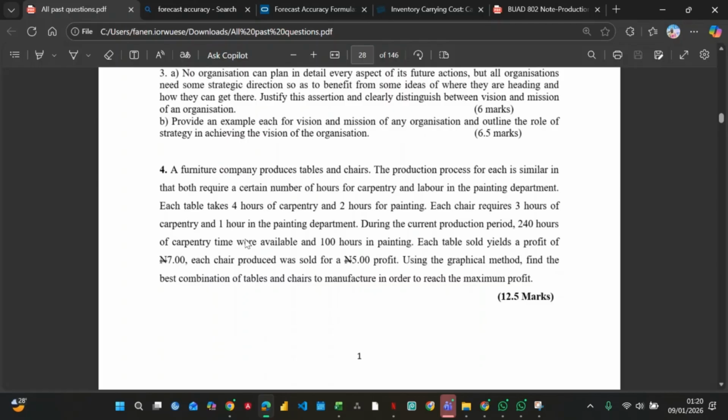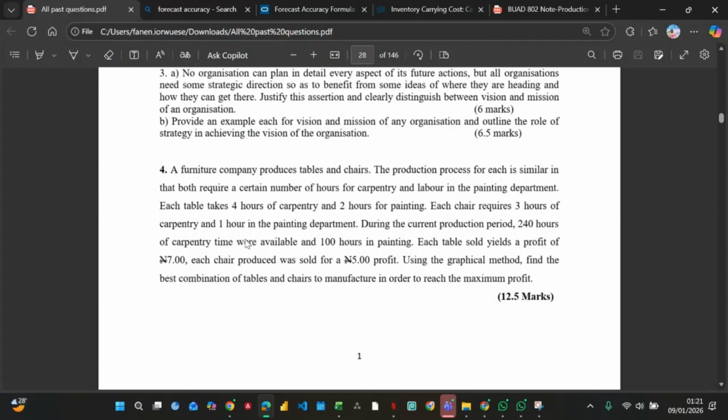Furniture company. Okay, yes, we have worked on that one now. But this question is different from that one. If you look at this, the table of production, the process for each is similar in that both require a certain number of hours for carpentry and labor in the painting department. For each table, it takes 4 hours of carpentry and 2 hours for painting. Each chair requires 3 hours of carpentry and 1 hour in painting.